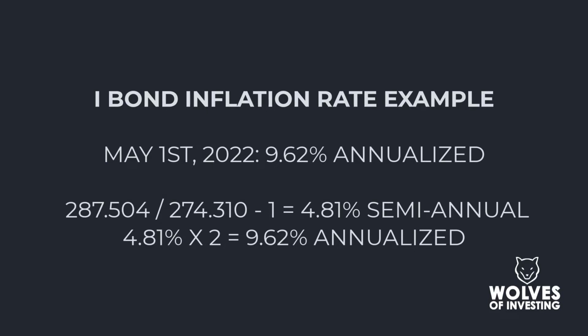That was calculated by dividing 287.504, which was the CPI-U in March 2022, by 274.310, which was the CPI-U in September 2021. We subtract 1 to get the semi-annual inflation rate of 4.81%. Then we multiply that by 2 to get 9.62%.